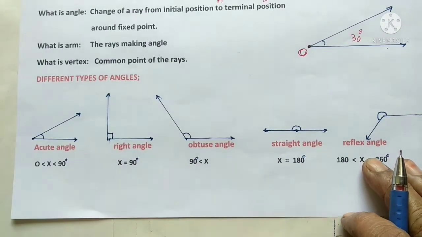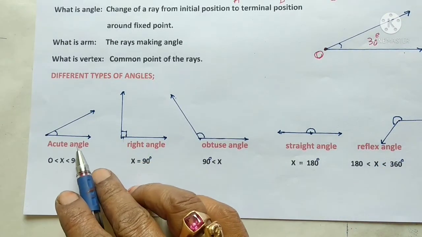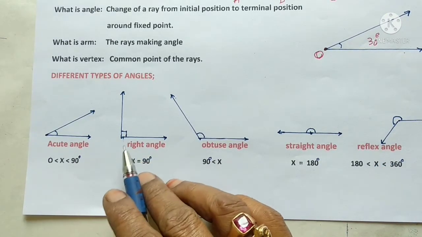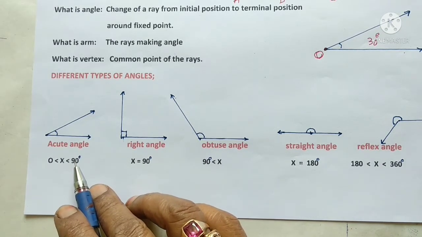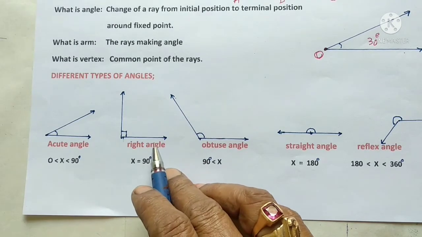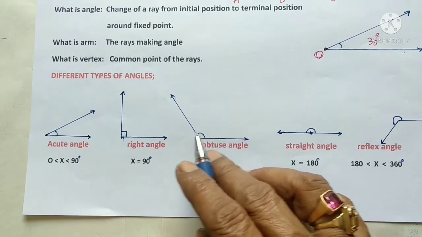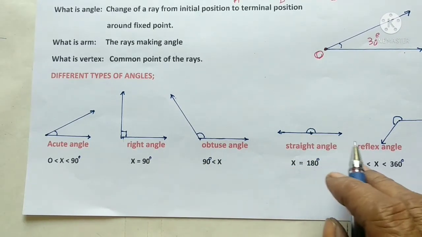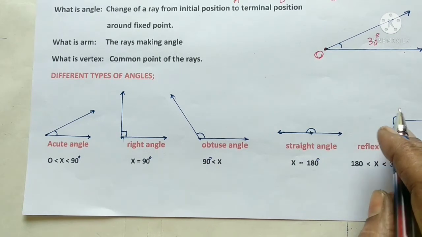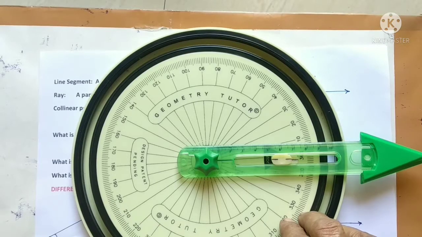Now let us see the different types of angles. One is acute angle. You might have already studied in the class. Acute angle is less than 90 degrees, and right angle is 90 degrees, and obtuse angle is more than 90 degrees, and a straight angle is 180 degrees, and reflex angle means it is more than 180 degrees. Let us understand this with the mathematical tool.